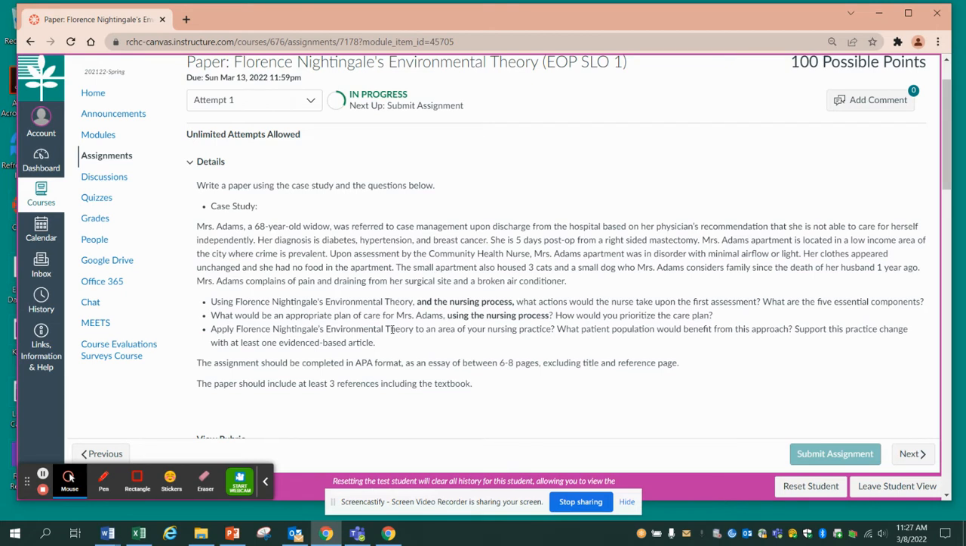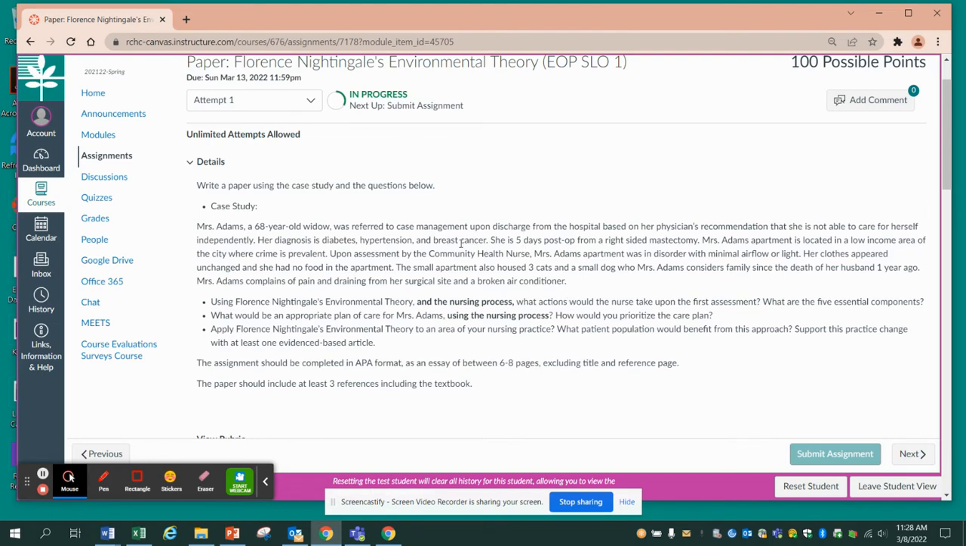And if you're a concurrent student, you might use a practice setting where maybe you were a certified nursing assistant or a licensed practical nurse, or you may use a practice setting where you had some clinical rotations and feel like this might support the practice change with Nightingale's environmental theory. So what patient population would benefit from that? So use a nursing practice area, whether or not you actually work in it or whether or not you did a clinical rotation, either one, and support the practice change.